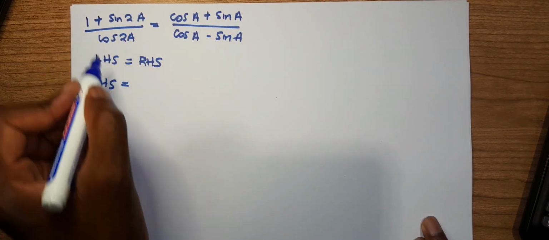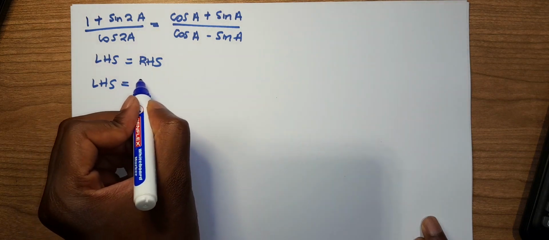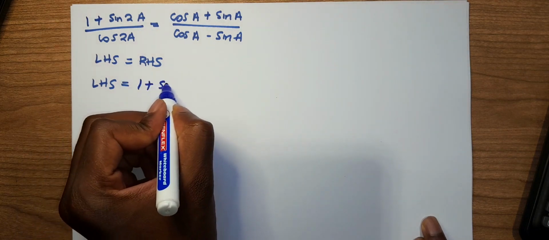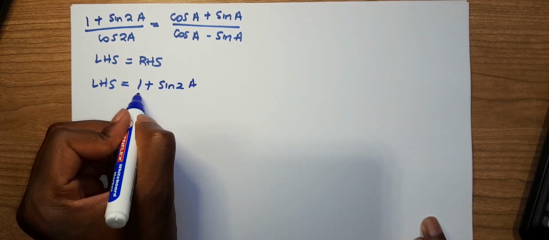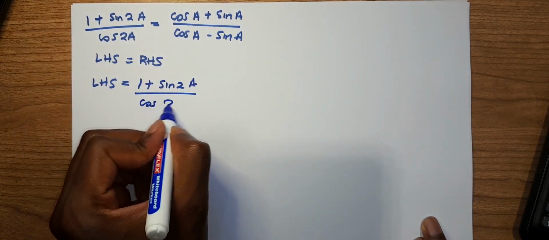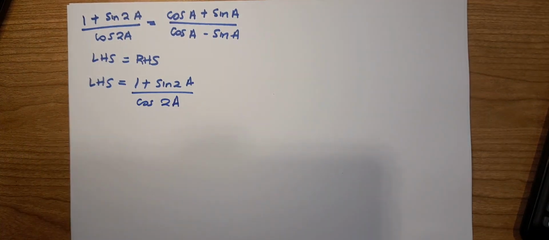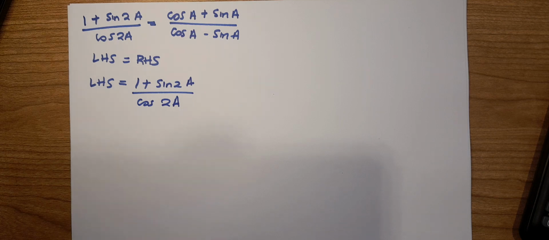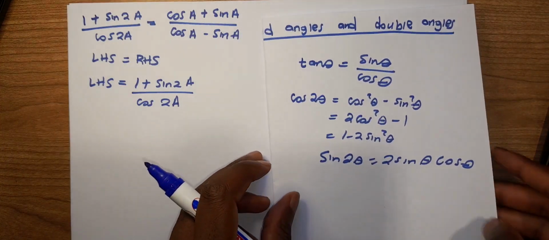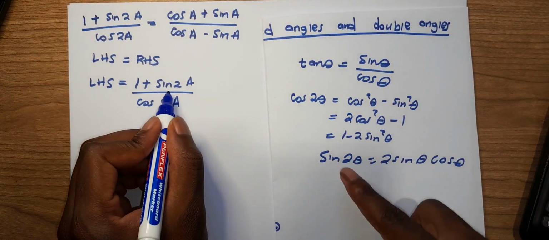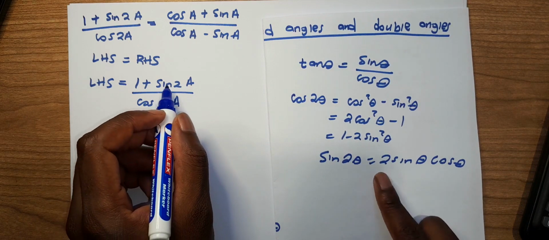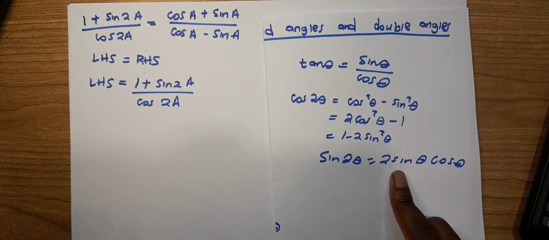Now let's take this one. The left hand side is (1 plus sine 2 alpha) divided by the cos of 2 alpha. Let me bring this page back, because I've written these identities and I don't want to write the same thing over and over again. So what do we know? Sine of 2 alpha equals 2 sine theta cos theta.